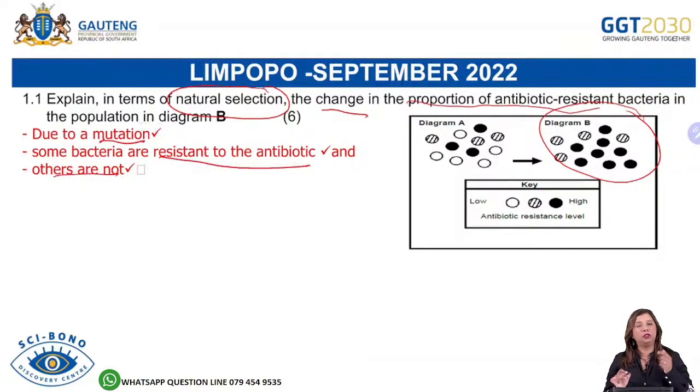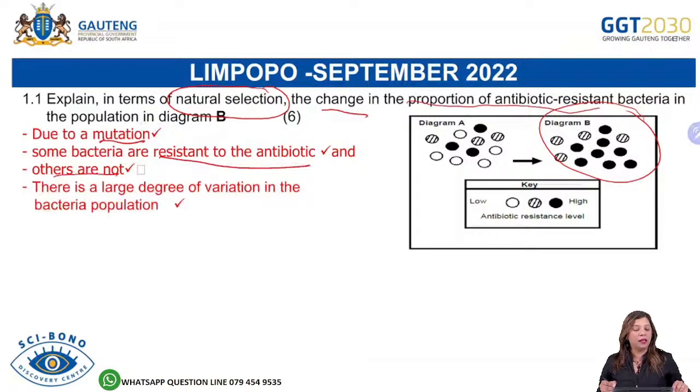So because we need to say why did this happen, and then we need to say some bacteria are resistant to the antibiotic and others are not. We can't just say some bacteria are resistant and expect the examiner to know that others are not. We need to explain everything as if the examiner knows nothing about life sciences. Okay? So the next mark, there is a large degree of variation in the bacterial population.